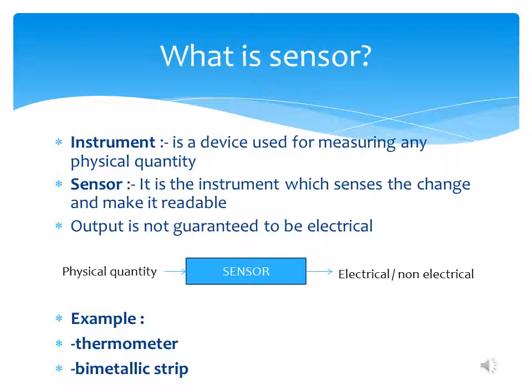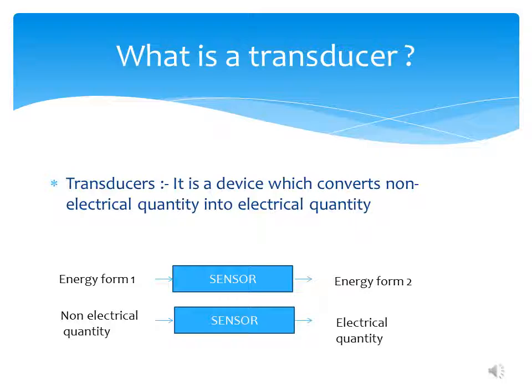An example of a sensor is a thermometer. The mercury rise shows the displacement, which is calibrated in terms of temperature. Similarly, a bimetallic strip converts a temperature change into mechanical displacement. A sensor is also called a primary transducer. So now come to the transducer.